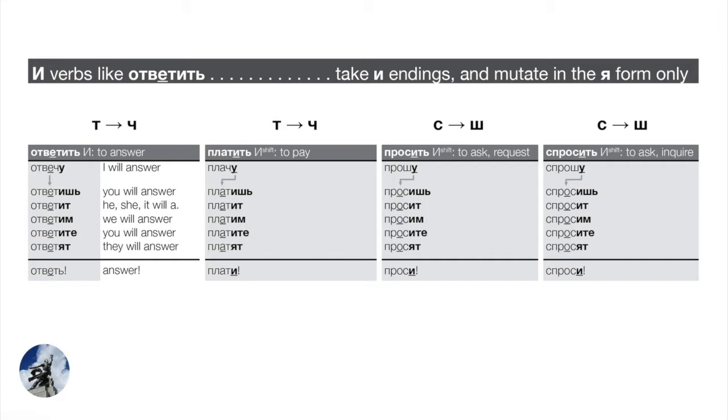Now, we already know essentially what mutations are. In certain positions, again, this goes back to historical reasons. We can't really explain this right now. We could, but we don't have time, and it's probably not the most pressing matter at the moment. We're just trying to learn how to conjugate these verbs. Essentially, in certain positions, a given consonant will mutate and become a different consonant. So in E verbs, that happens in the ya form only.